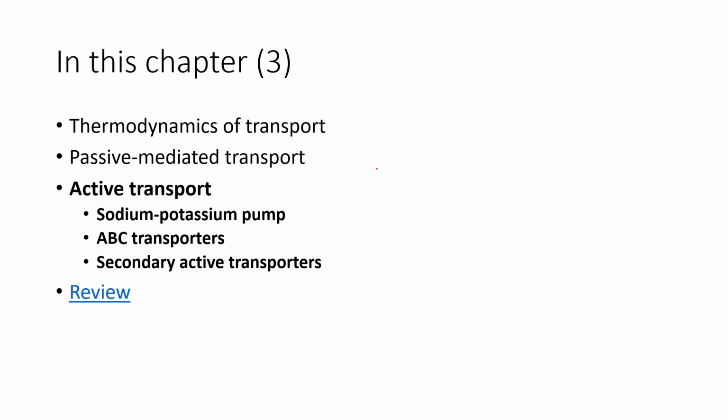In this chapter, we have already covered in the first few videos some information about the thermodynamics of transport from a conceptual point of view. We then moved on to discuss a lot about different types of passive mediated transport. And now, in this video, we are going to discuss a few different types of active transport. We'll discuss primary active transport in the form of our sodium-potassium pump, as well as our ABC transporters. And then we'll talk about a couple of different secondary active transporters.